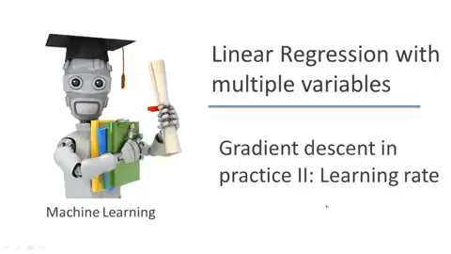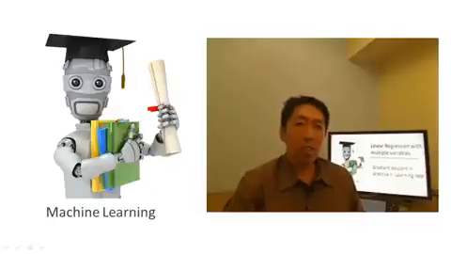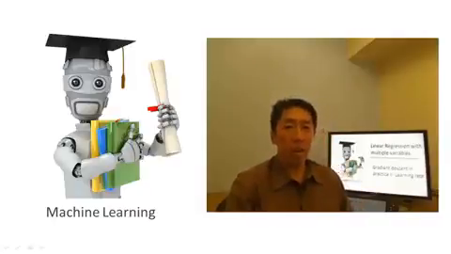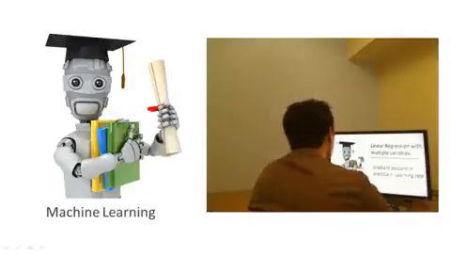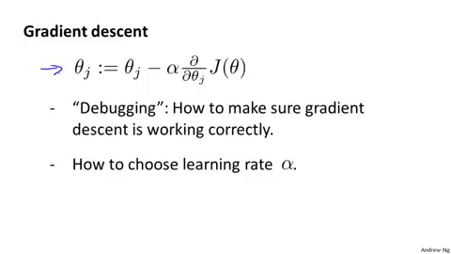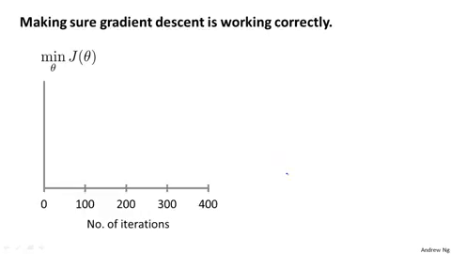In this video, I want to give you more practical tips for getting gradient descent to work. The ideas in this video will center around the learning rate alpha. Concretely, here's the gradient descent update rule, and what I want to do in this video is tell you about what I think of as debugging, and some tips for making sure that gradient descent is working correctly. And second, I want to tell you how to choose the learning rate alpha, or at least how I go about choosing it.